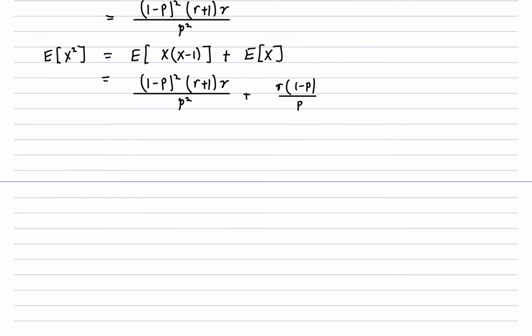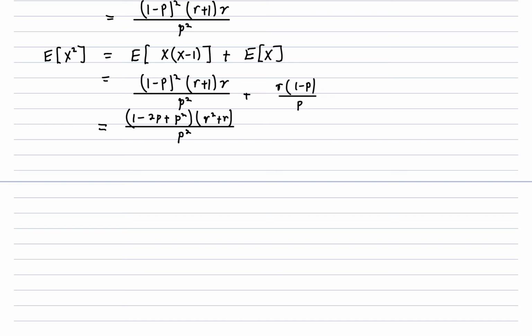This is where it's going to become a little convoluted, but I will try and go through all the steps. First thing I'm going to do is expand all of these terms. So this would become 1 minus 2p plus p squared, the first term. The second term, when you expand it out, becomes r squared plus r. And then we're still, of course, over p squared.